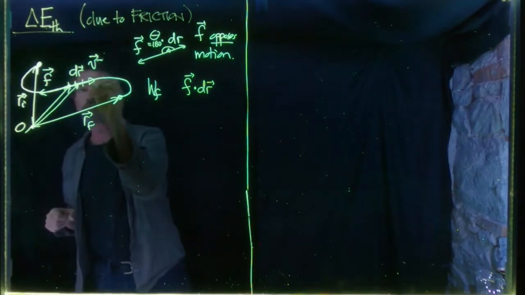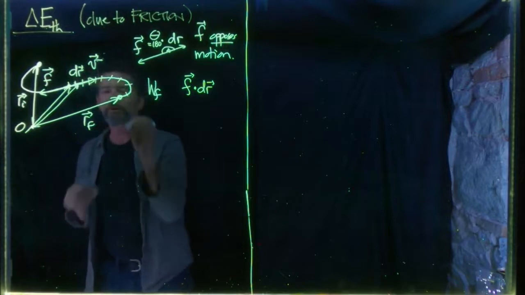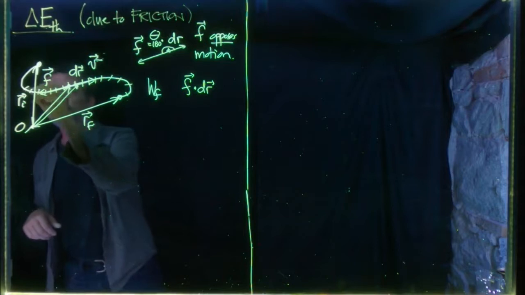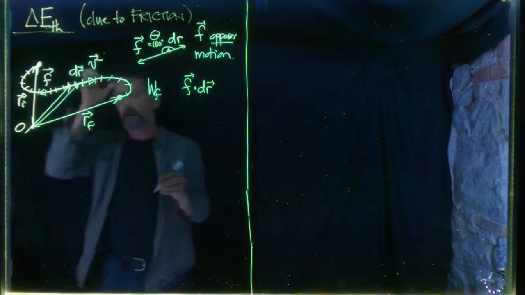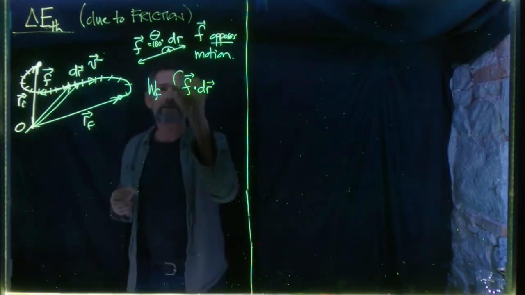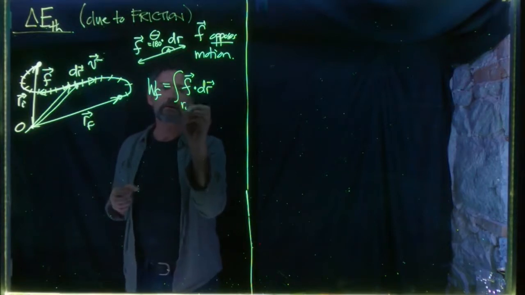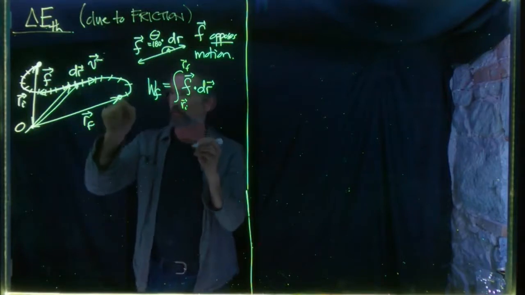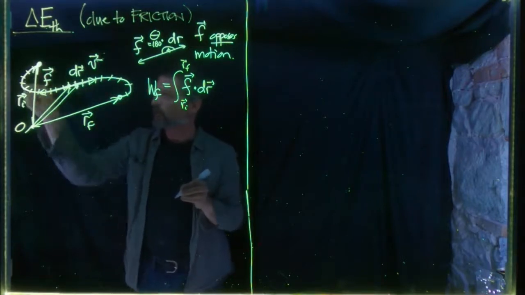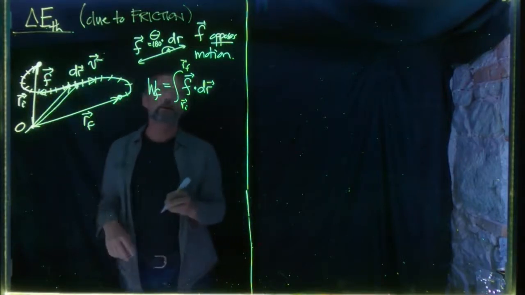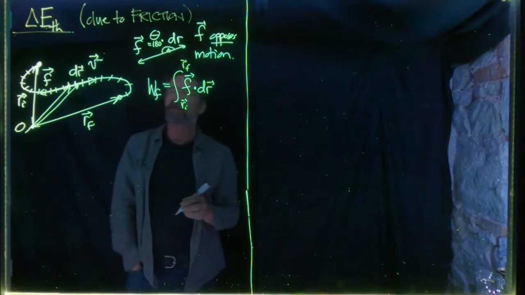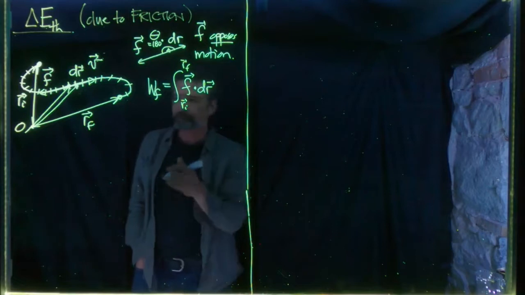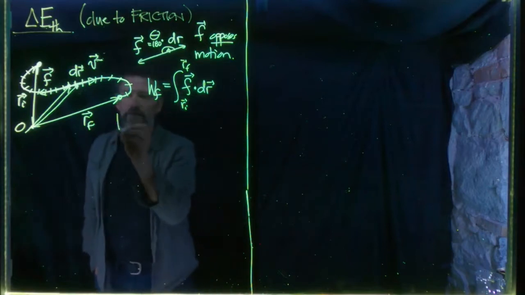And so then we, as usual, divide that path up into a whole bunch of little segments like this. Okay, and then we sum from the initial position over here to the final position over here. We add up the F dot dr along the entire trajectory. Okay, and so to simplify this a little bit, let's write it down here.